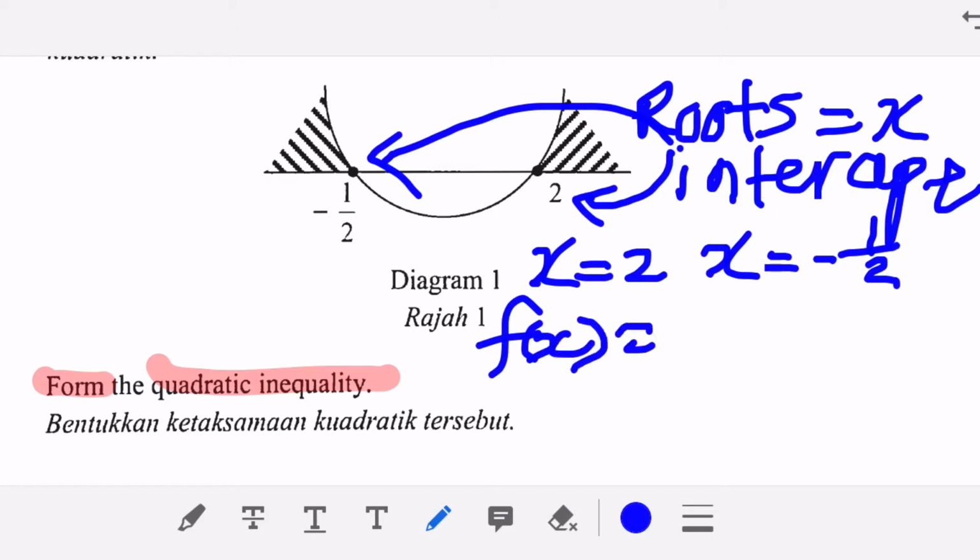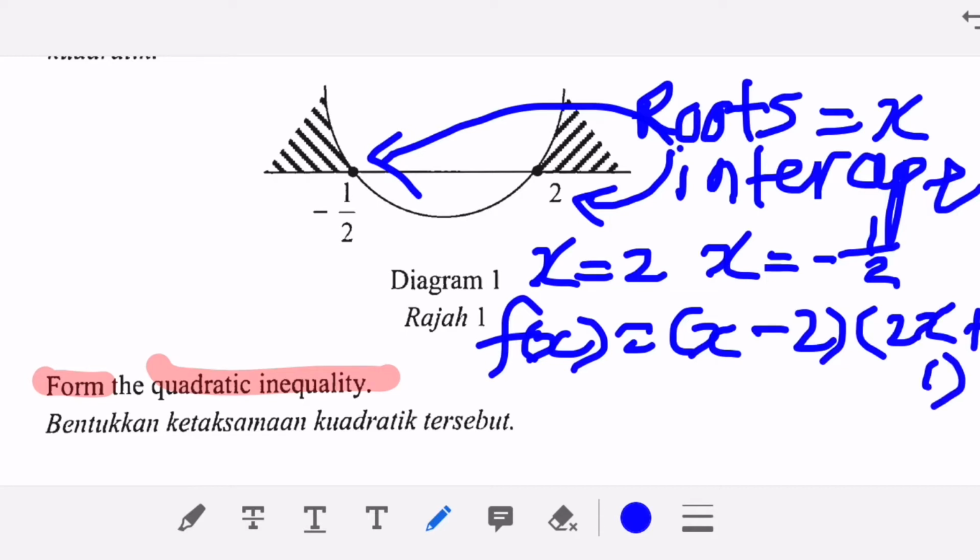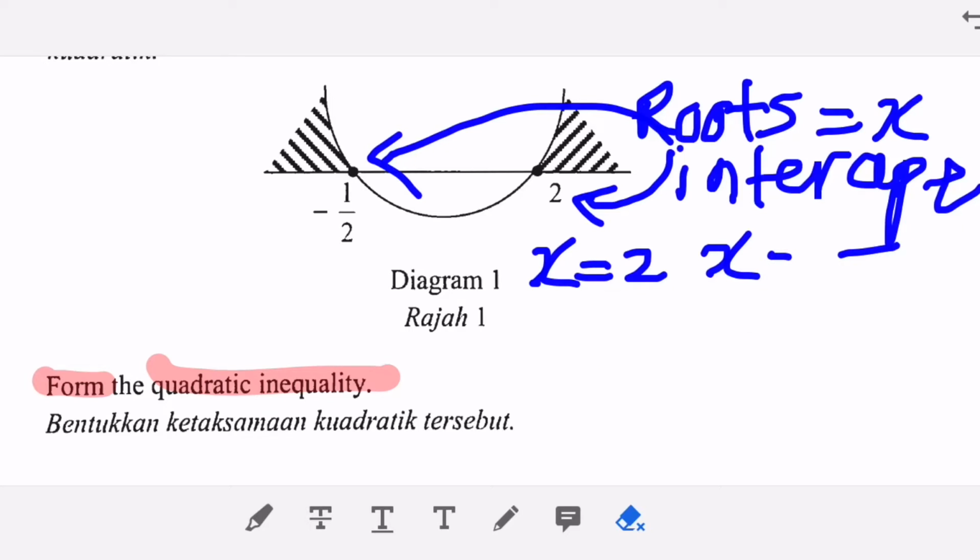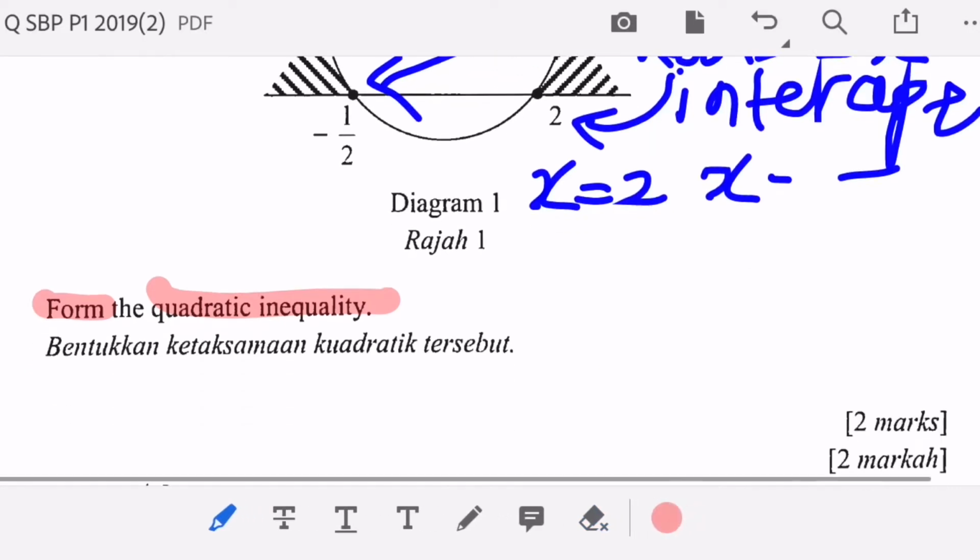Then the quadratic inequality is f(x). So you form the quadratic function first. Okay, so when you put it into the factor, make sure the sign is opposite. If it is plus 2, you put inside the factor x minus 2 in a bracket, and 2x plus 1. Okay, you can write x plus half, but we prefer 2x plus 1. Alright, so now I will redo again.